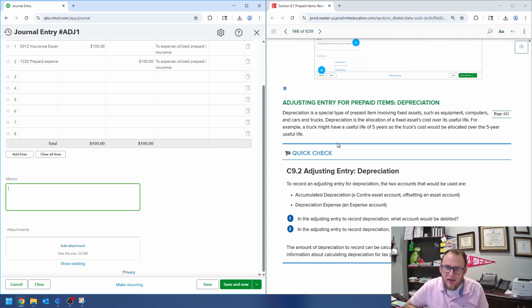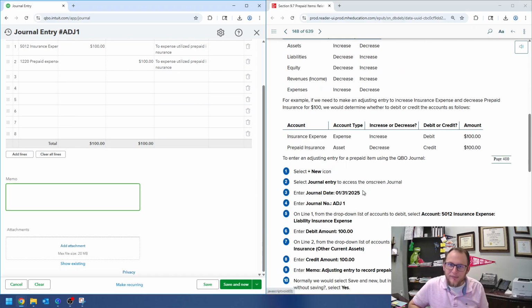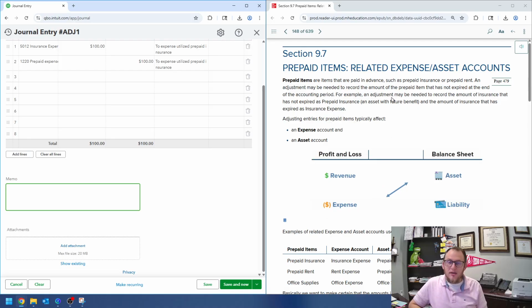And then down here, there's a quick check asking which way you are going to book a depreciation expense. You're going to want to hit the accumulated depreciation, which is a contra asset account, and the depreciation expense account. So make sure you do those. That's going to be a question on Connect, so you may as well do that while you're here. But that is going to be an adjusting entry for a prepaid item.